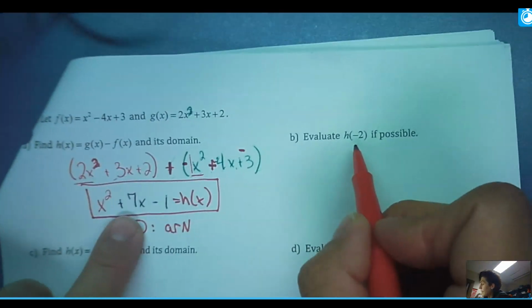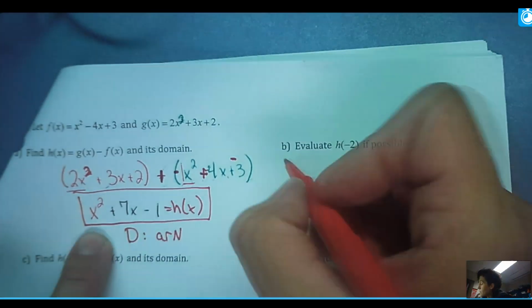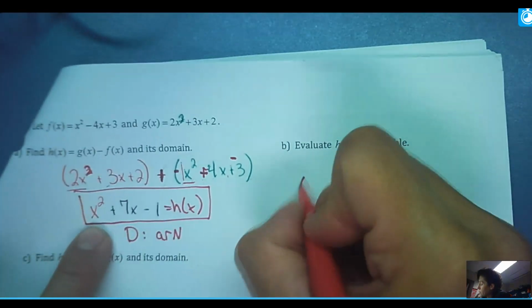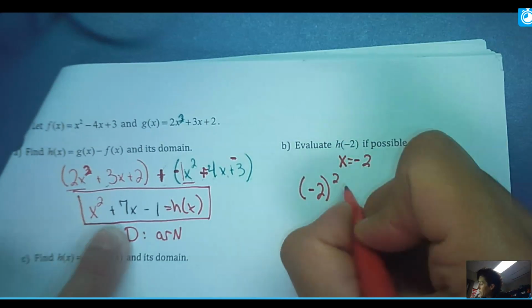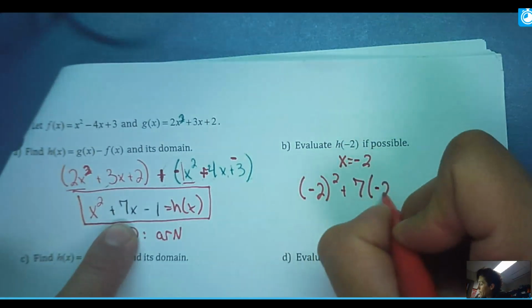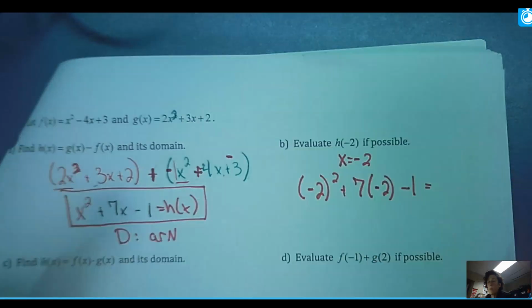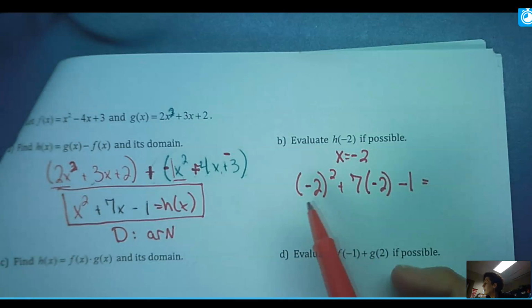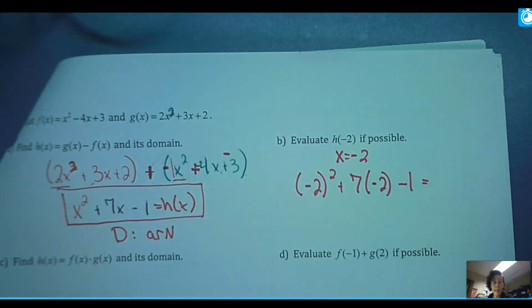So now I'm going to put -2 in, and I always put it into this version. So I'll be putting x is -2 into here. So -2 squared plus 7 times -2 minus 1. And I want you to notice that I'm wrapping it in parentheses because if you are going to use your calculator, this is very important. If you don't put this -2 in parentheses, your calculator will be reading it differently.